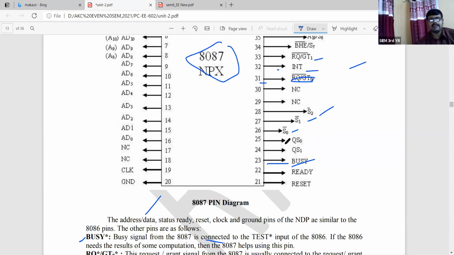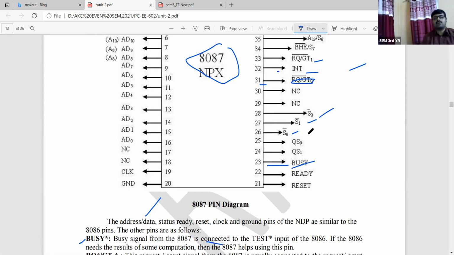Though there are three individual pins, S0 bar is pin number 26, S1 bar is pin number 27, and S2 bar is pin number 28. I am repeating the pin numbers again and again because they are really important. Don't miss these pin numbers, because there is a high possibility that your upcoming semester exam will be MCQ based. They might ask what is the pin number for S0 bar. You cannot guess this, since it is a dedicated pin, so you have to remember the pin number and answer. S0 bar is pin number 26, S1 bar is pin number 27, and S2 bar is pin number 28.